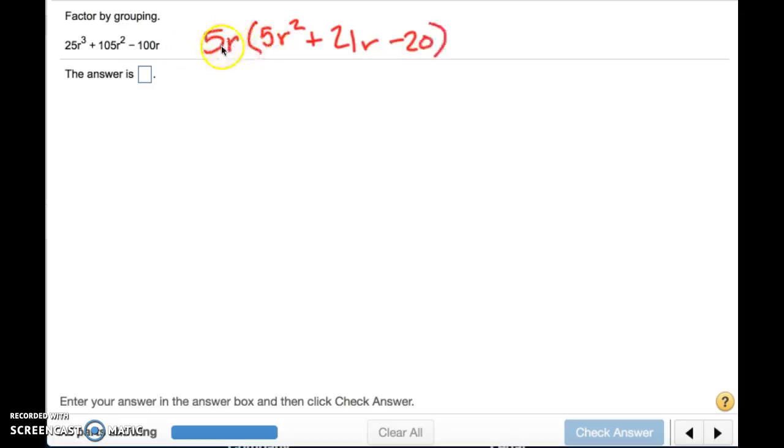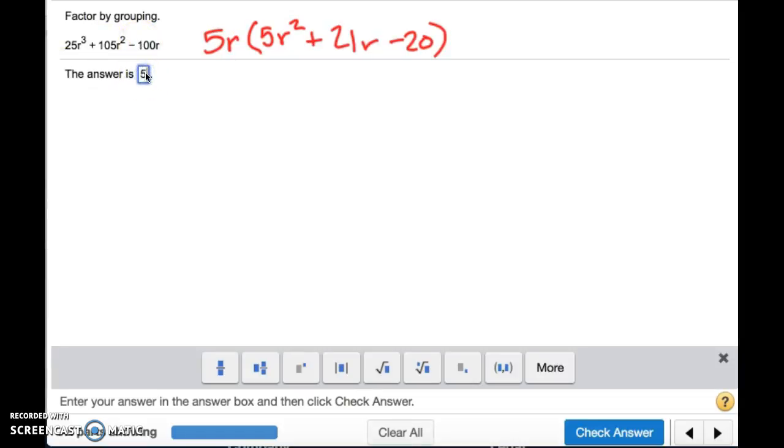Right, so now that I have this 5r, what I might do is go to Math Excel, enter the 5r so that I don't forget about it, and then go and work on factoring the rest of it. Because I don't want to have to carry this along with me as I work through the process. So here is my new trinomial that I'm going to make a t-chart for. Again, factors of a times c, so 5 times negative 20 is negative 100. That adds up to give me positive 21.